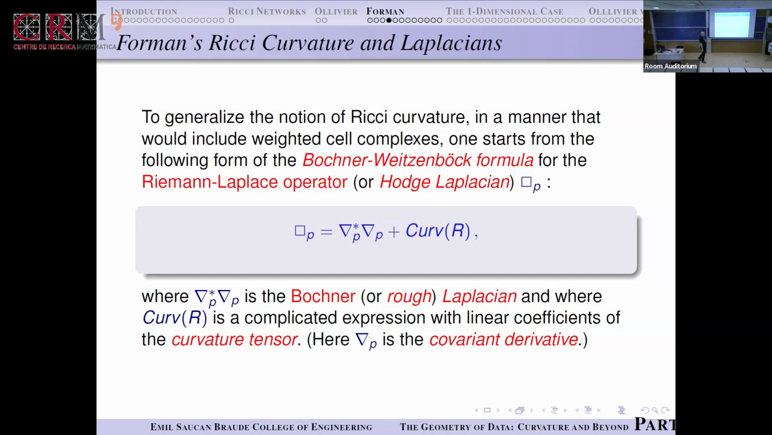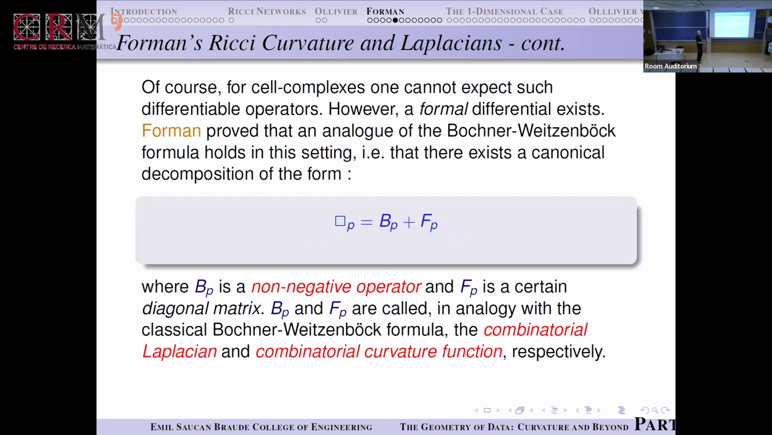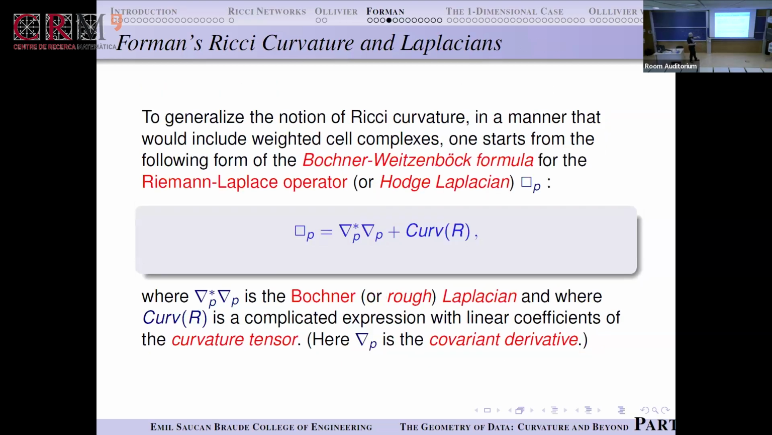So in real life, in real manifolds, I mean of dimension two and higher, well, three and higher at least, this is a very complicated expression. It contains an integral of scalar curvature in dimension three, and then it keeps getting more complicated and less intuitive. I'm talking about the classical setting. But it turns out that in dimension one, it's an old friend.